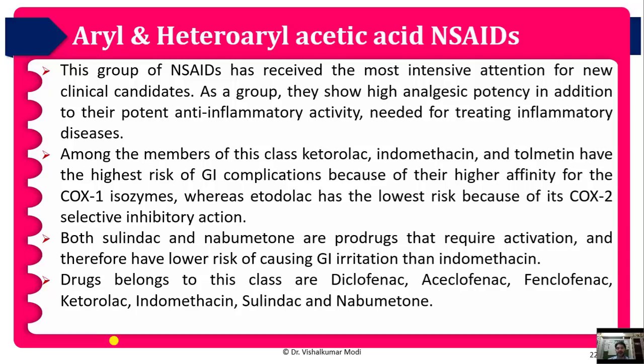Among the members of this class, ketorolac, indomethacin and tolmetin have the highest risk of GI complications because of their high affinity for the COX-1 enzyme, whereas ketorolac has the lowest risk because of its COX-2 selective inhibitory action. Both sulindac and nabumetone are prodrugs that require activation and therefore have a lower risk of causing GI irritation than indomethacin.